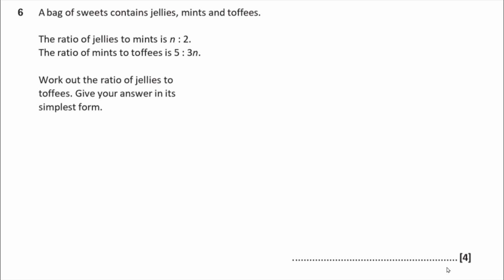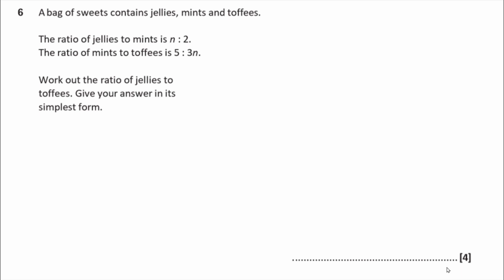Question 6. A bag of sweets contains jellies, mints and toffees. The ratio of jellies to mints is n to 2. The ratio of mints to toffees is 5 to 3n. Work out the ratio of jellies to toffees. Give your answer in its simplest form. Okay, so we've got 2 ratios here. They're partially algebraic. So I think the first step is to bring the 2 things together and form them into one ratio.